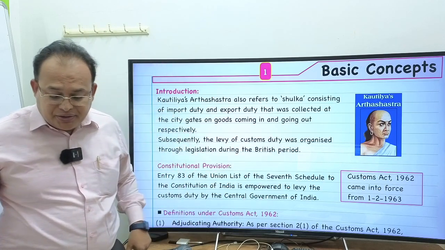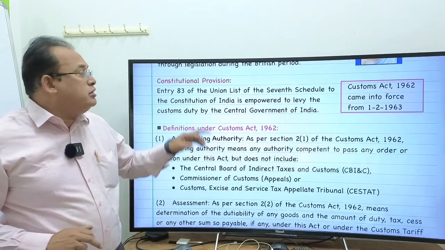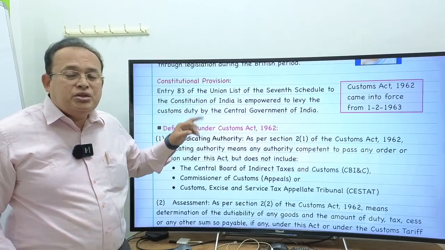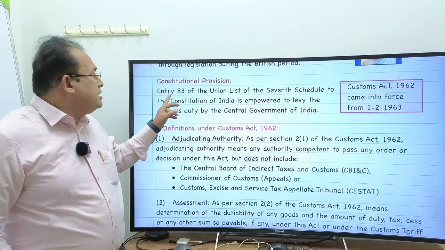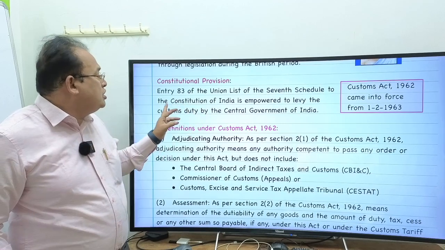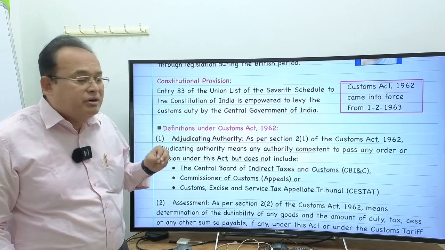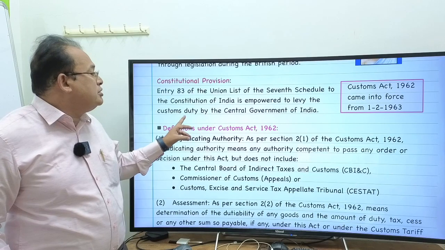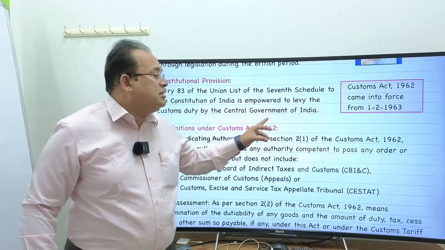Further, my dear friends, there is a constitutional authority to levy the duty of customs. Entry number 83 of the Union List of the 7th Schedule to the Constitution of India empowers the Central Government of India to levy customs duty.